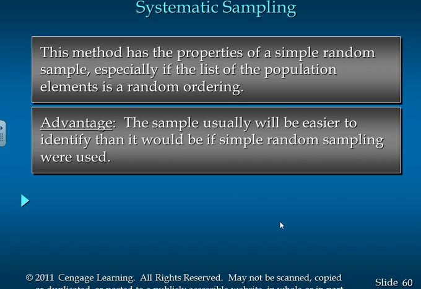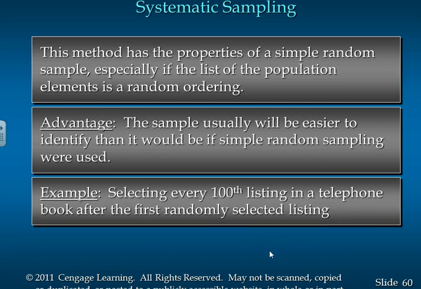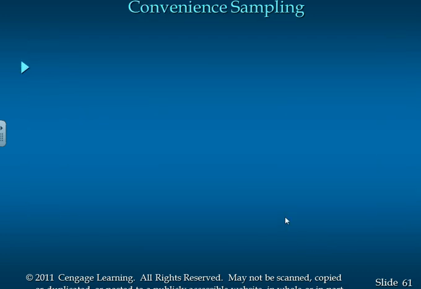So, the method of probability. Advantage of systematic: the sample is easier to identify, who we're going to sample. Selecting every 100th person on the list in the telephone book. Is that going to work? Yeah, probably. Unless you have a short telephone list, then it might not.